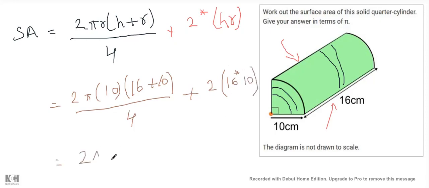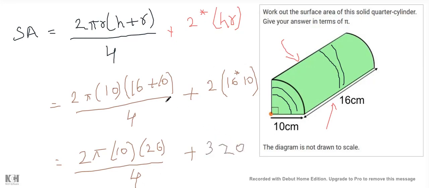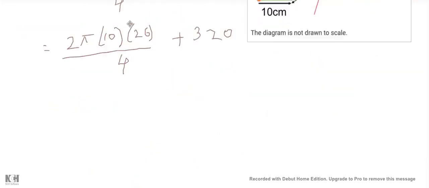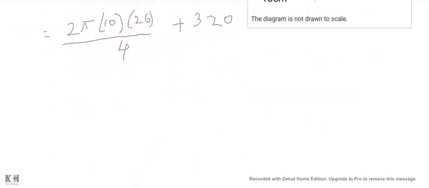This will be 2 pi 10. 16 plus 10 is 26. 4 is in the denominator, plus 16 times 10 is 160, and 160 times 2 is 320. 320 remains as it is. Twenty-six times 10 is 260, so this becomes 260. And just like the earlier question, we have pi over here which will remain as it is since it is a constant.